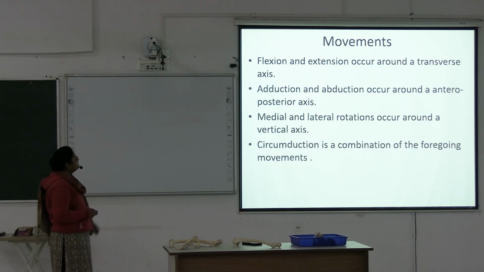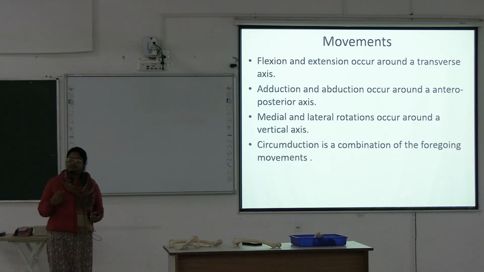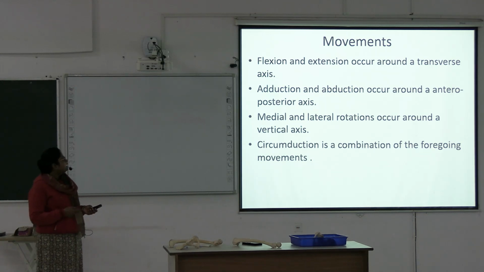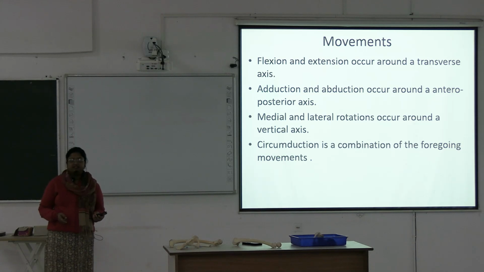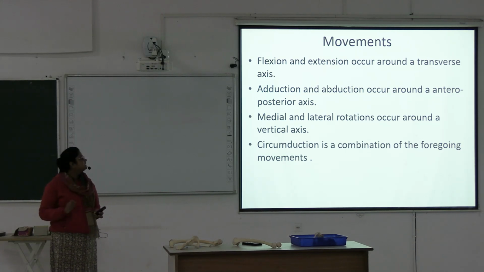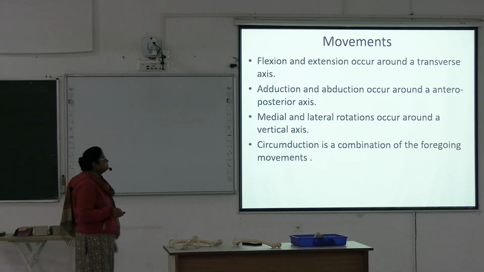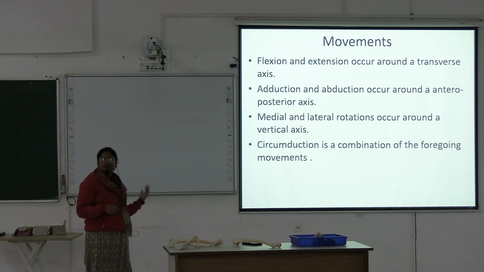Movements, what movements occur? Flexion and extension occur around a transverse axis. Okay, so this will be the transverse axis. Flexion and extension occur around this transverse axis. Abduction and adduction occur around an anteroposterior axis. And medial and lateral rotation occur around a vertical axis. Okay, and circumduction is a combination of all these movements, like the shoulder joint you have seen.